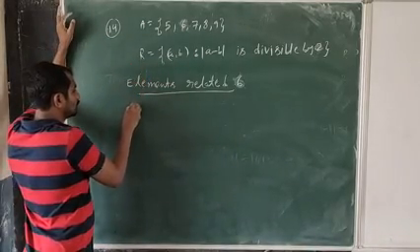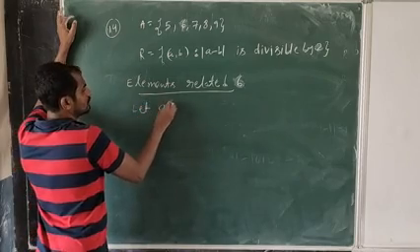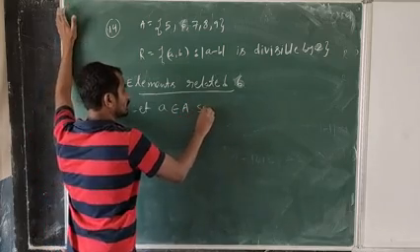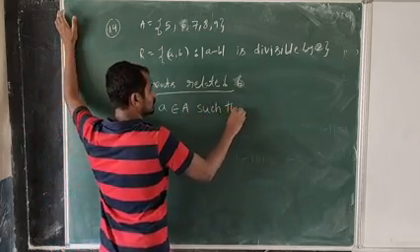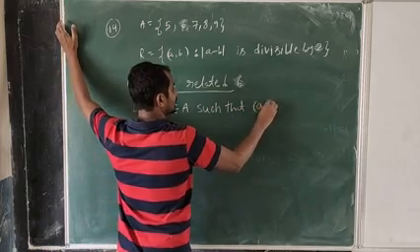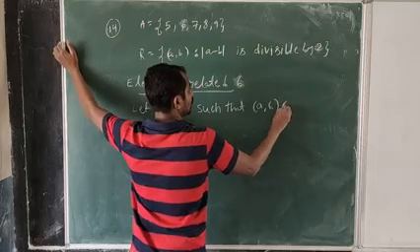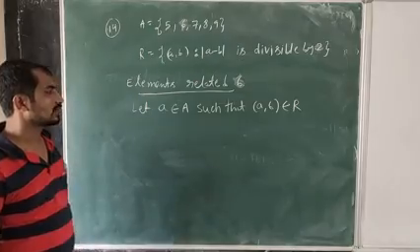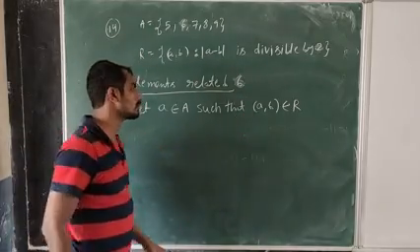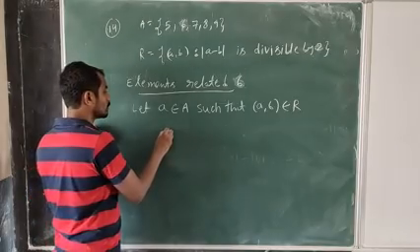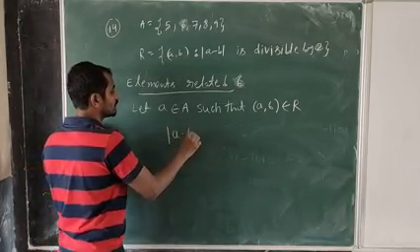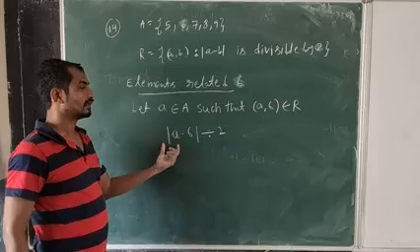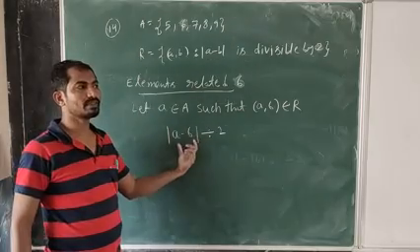Suppose we can take small a belongs to the given set such that a comma 6 belongs to R. That means if I am using a comma 6 belongs to R, now we can say mod a minus 6 should be divisible by 2. Okay, mod a minus 6 should be divisible by 2.